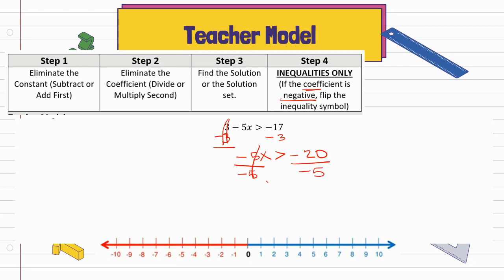That simplifies to 1. X is now going to be less than 4. X is less than 4 because I had to flip the inequality symbol. So when I'm graphing this, it's going to be an open circle on 4. And all the values that are less than 4 are going to be over here. Please pretend that's a straight line.